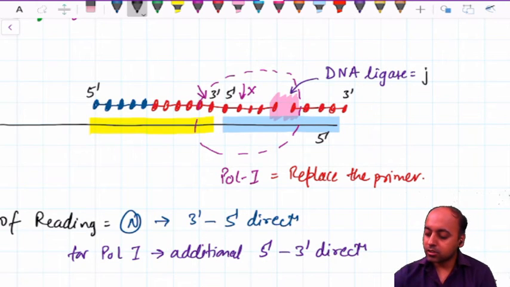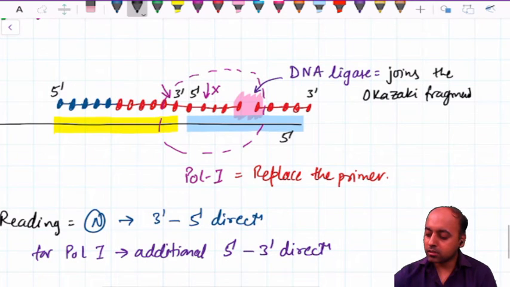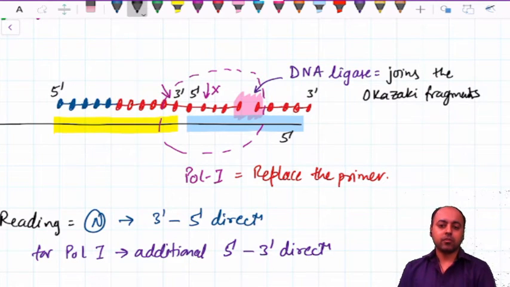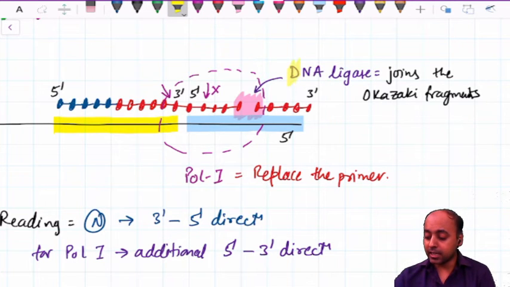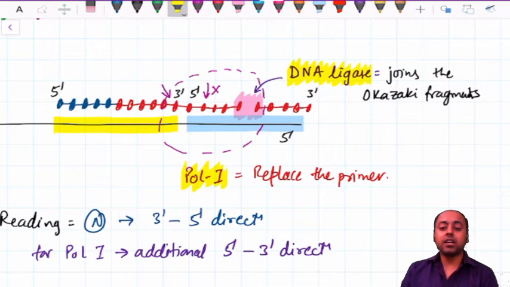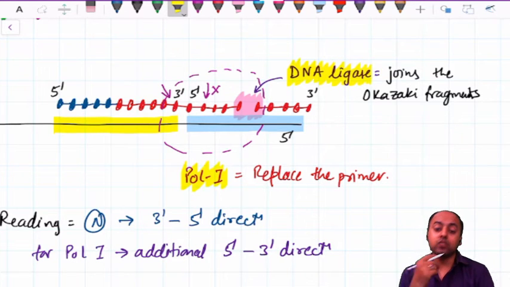DNA ligase joins the Okazaki fragments. Alright. So the primer is replaced by the polymerase 1, but the joining of the two Okazaki fragments is done by the DNA ligase. So replication by DNA polymerase 3, removal of primer by the DNA polymerase 1, and joining of the Okazaki fragments by the DNA ligase. Once you have understood this, let's go back to the replication fork where the picture will become clear.